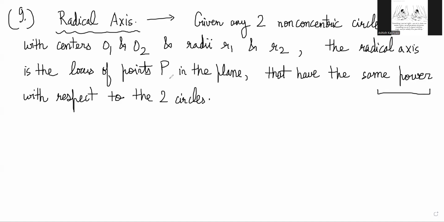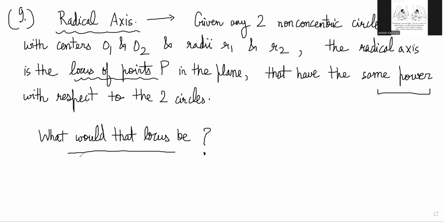So radical axis is defined as the locus of all points which have equal power with respect to the two circles. I hope everyone knows what power of a point is. Yes, sir. So radical axis is the locus of all points which have equal power with respect to two circles. Your job is to understand what that locus would be. What would that locus be? How will it look? Just tell me how would it look?